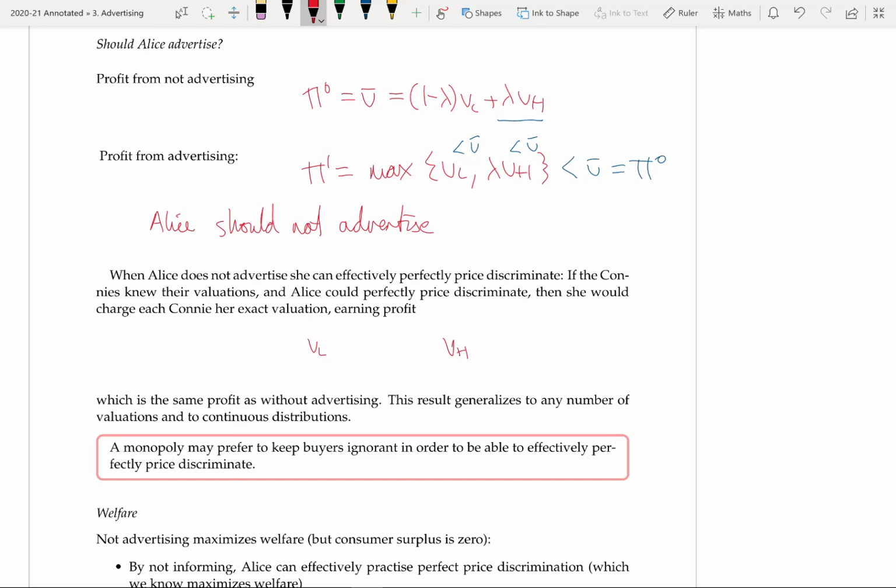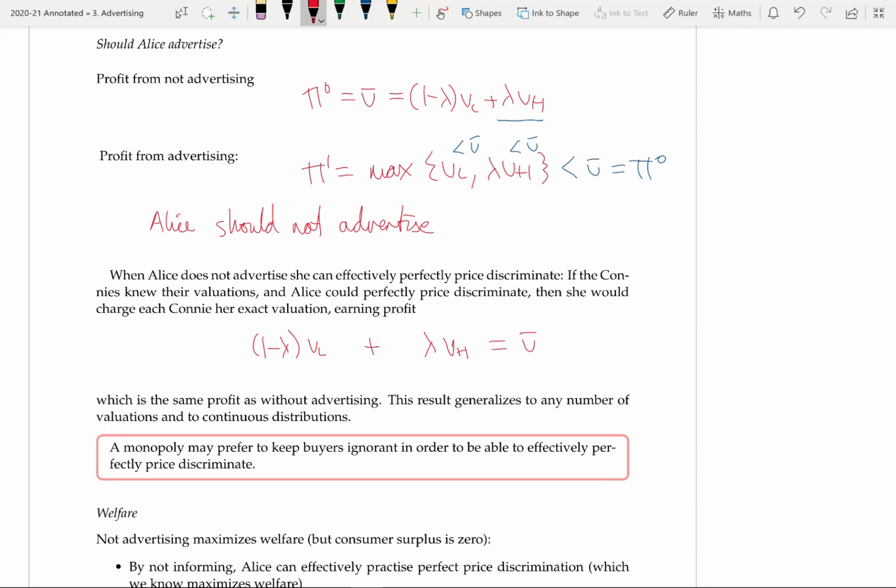How many consumers are willing to pay VL? Well, the proportion is 1 minus lambda. How many consumers are willing to pay VH? Well, that proportion is lambda. So the profit is the sum of these two terms, which is just the expected valuation. So the profit from informing consumers and then perfectly price discriminating is the same profit as not informing the consumers and pricing at their expected valuation. The area under the demand curve D0 is the same as the area under the demand curve D1. By advertising, Alice's demand curve now becomes downward sloping.